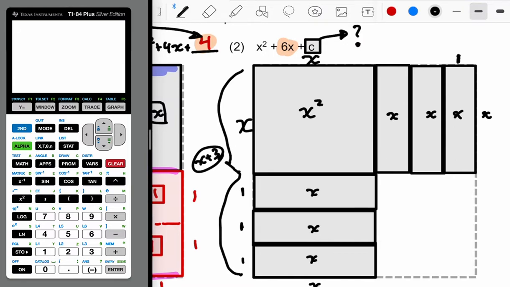If I break this up based off of these lengths, consistent all the way through, we're going to end up with a total of 9 squares with area of 1, because we know that the dimensions are 1 by 1 in each case.